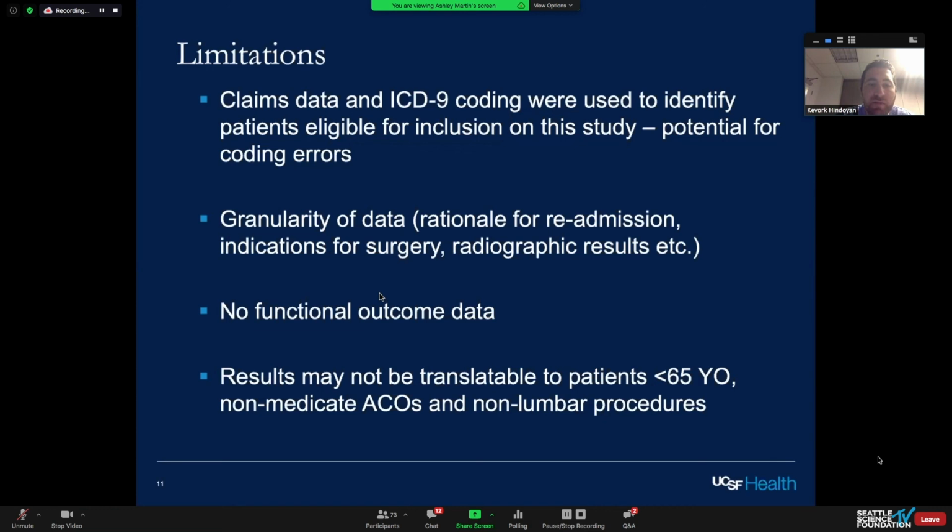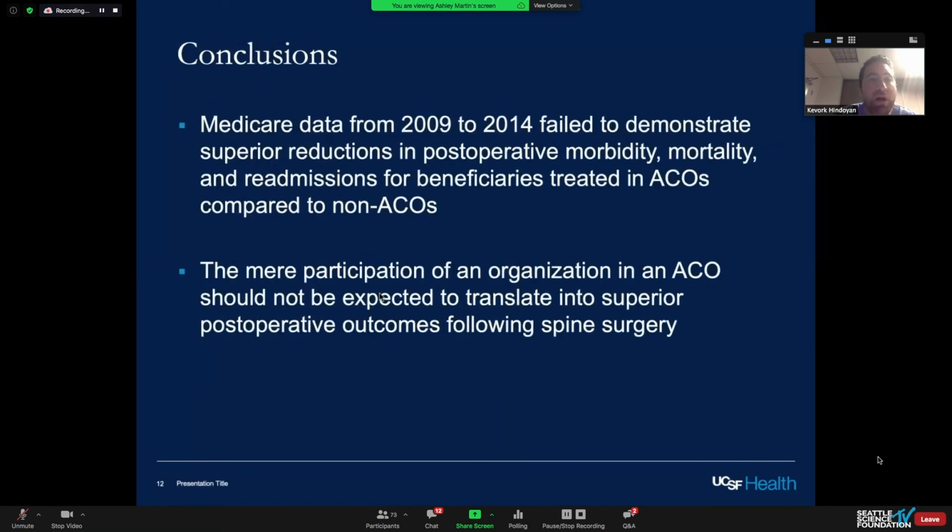There was no functional outcome data included. With so many patients in the study, the results may not be translatable to patients less than 65 years old, non-Medicare ACOs, and non-lumbar procedures. So the authors concluded that Medicare data from 2009 to 2014 failed to demonstrate superior reductions in postoperative morbidity, mortality, and readmissions for beneficiaries treated in ACOs compared to non-ACOs. And the mere participation of an organization in an ACO should not be expected to translate into superior postoperative outcomes following spine surgery.